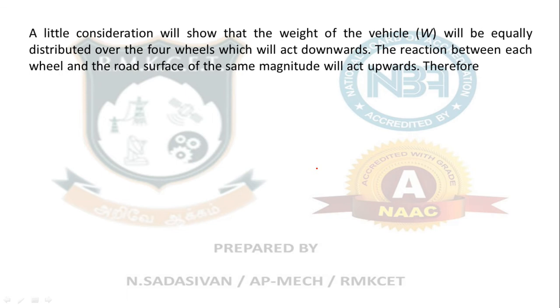A little consideration will show that the weight of the vehicle will be equally distributed over the four wheels and will act downwards. The reaction between each wheel and the road surface, of the same magnitude, will act upwards. Therefore, weight is acting downwards and you are going to get some reaction force from the road surface in the opposite direction, upwards. So the road reaction on each wheel is the load divided by 4, numerically equal to the load on each wheel, so mg by 4 newtons.